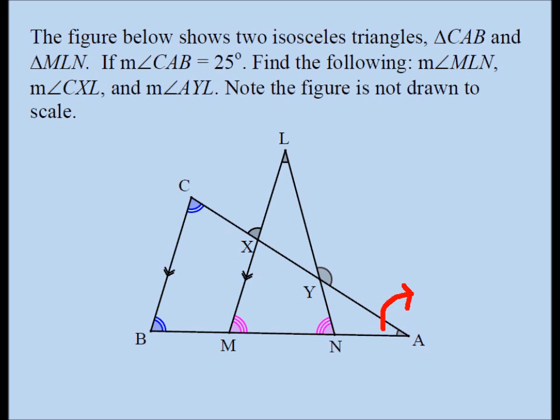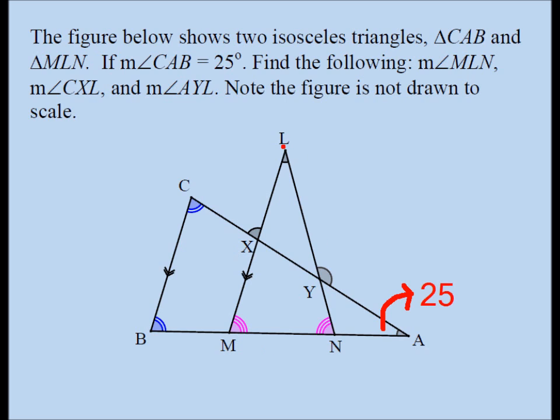This angle is 25 degrees. Now, I need to find a bunch of other angles. I need to find the measure of angle MLN, and CXL and AYL. CXL is here, AYL is here. So these three angles. Now, these two angles are the same, that's what the labeling shows, and these two angles are the same. Basically, the two triangles are isosceles, as the question says.